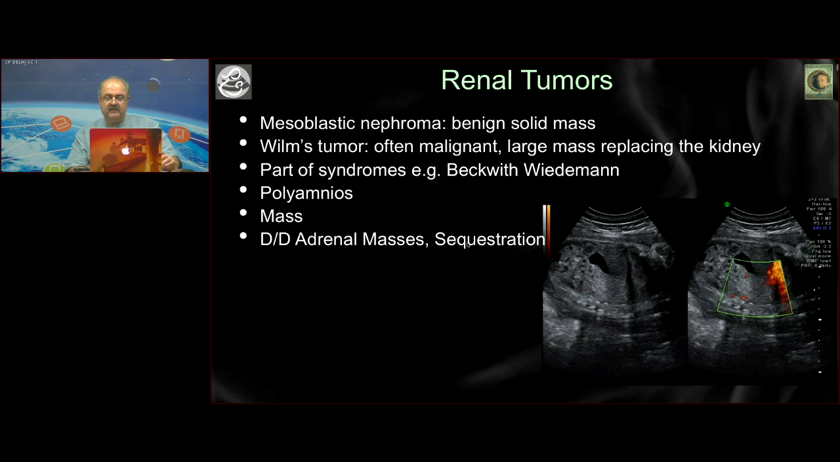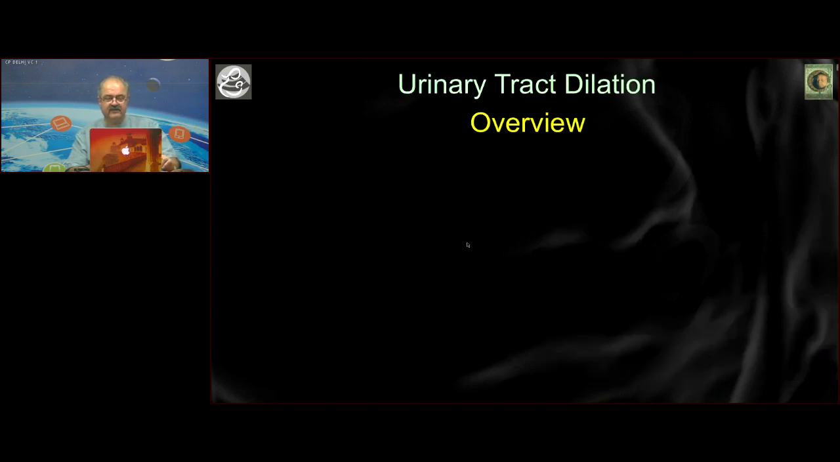We move on to other parts of what I want to talk about. As I promised, this is not going to be an atlas of what we see. This is going to be on relatively newer concepts and opening your minds to certain morphologies that I wanted you to recognize. We're through with those morphologies and we will now move on to urinary tract dilatation.